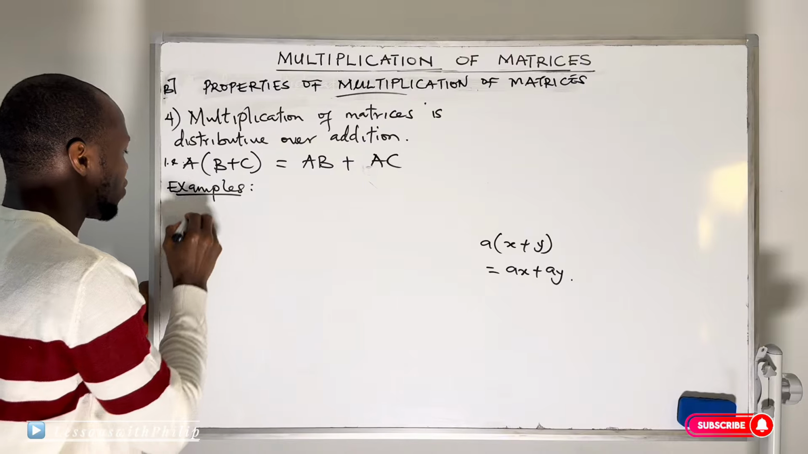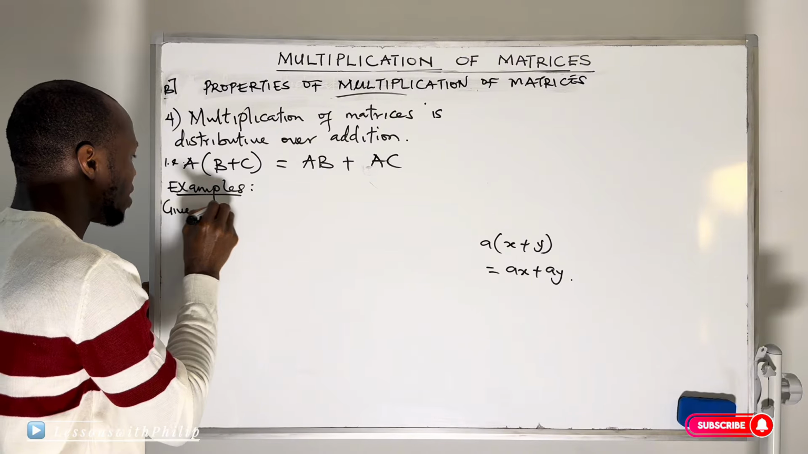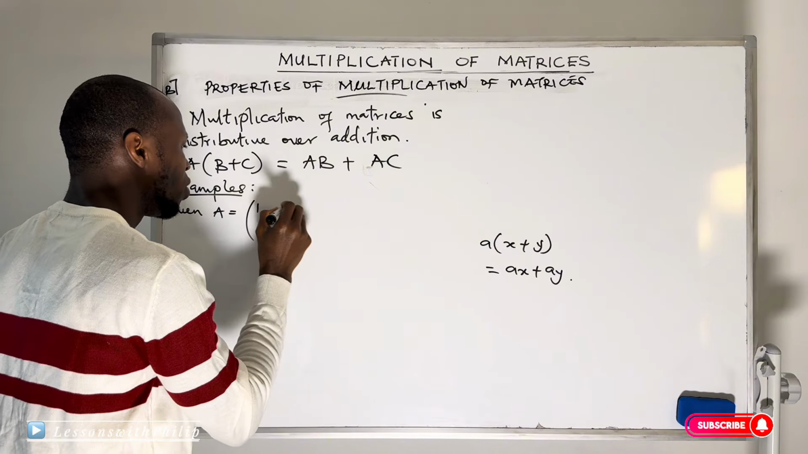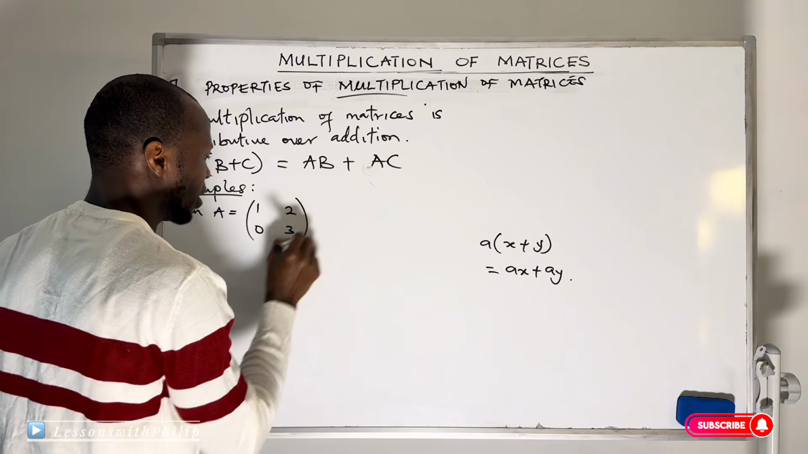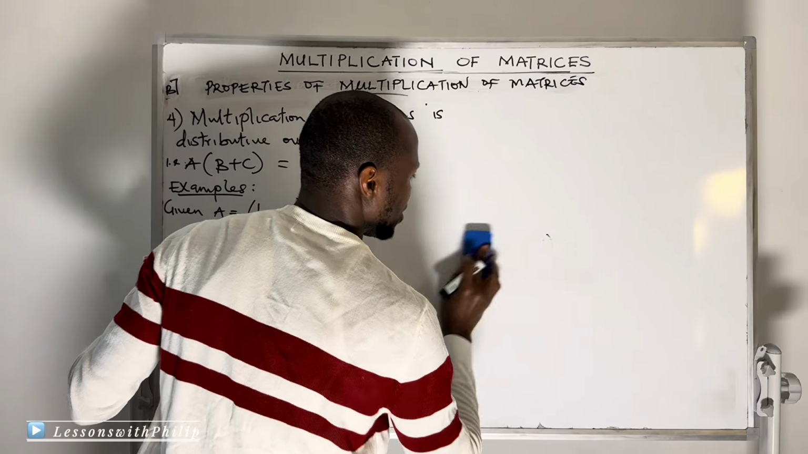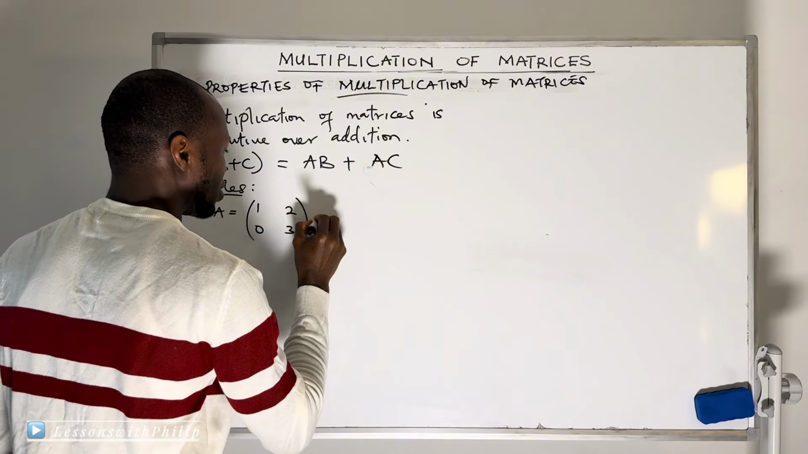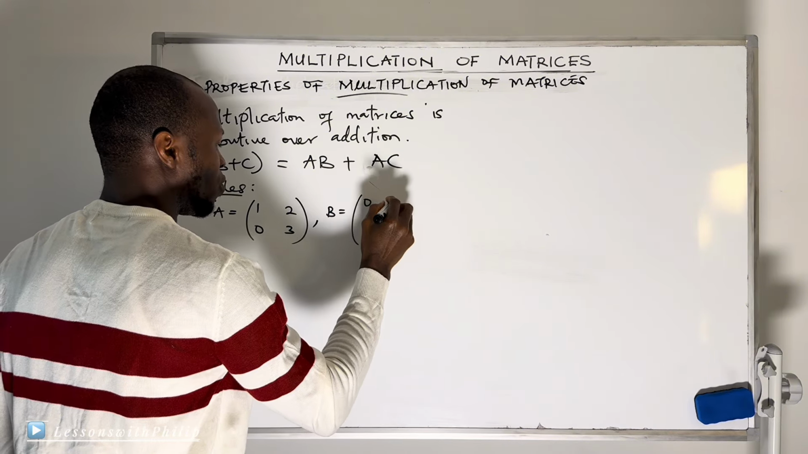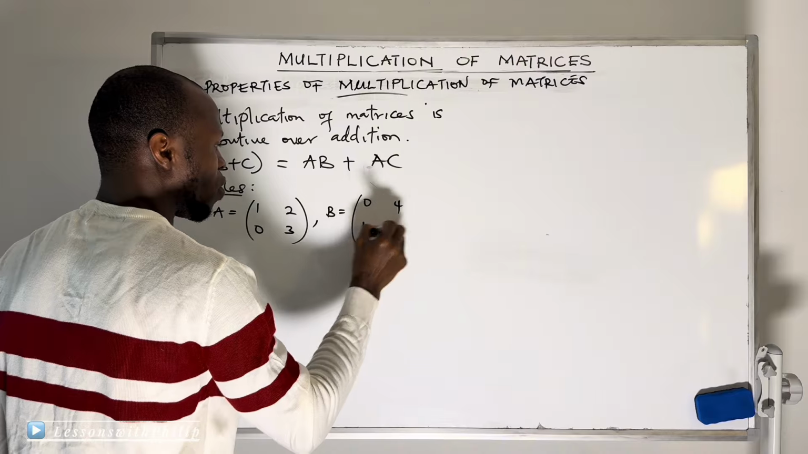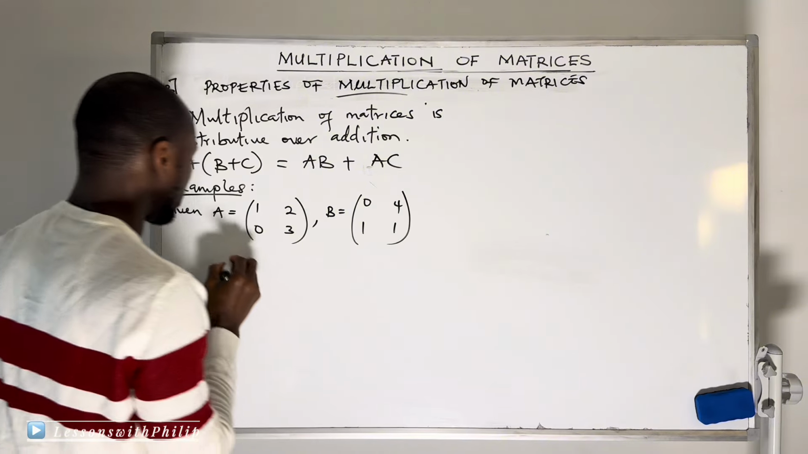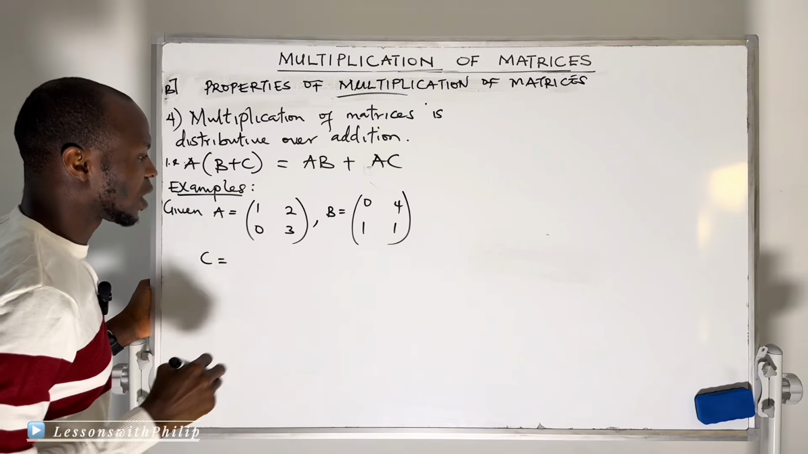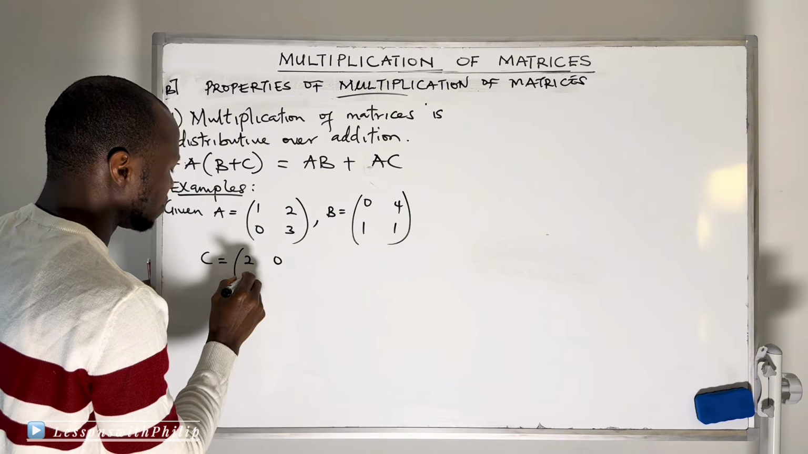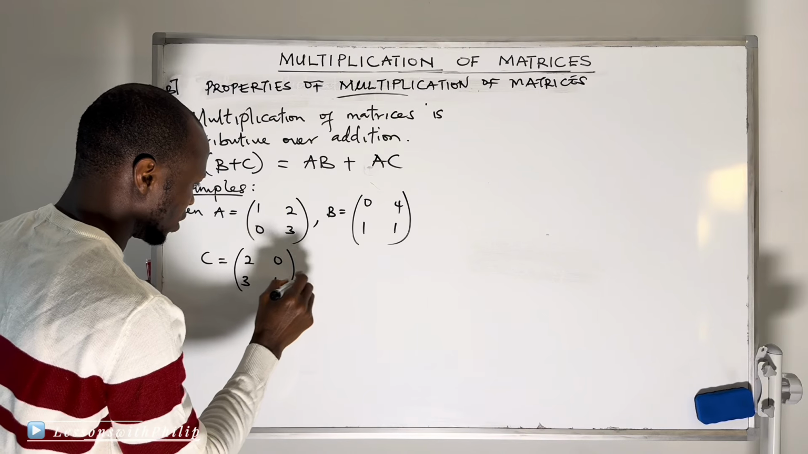Okay? If you are giving matrix A to be equals to, assuming you are giving matrix A to be equals to 1, 2, 0, 3, and you're giving your matrix B, and your matrix B is equals to, let's say we have 0, we have 4, we have 1, 1, and you're giving your matrix C to be equals to, let's say we have 2, we have 0, we have 3, we have 1.